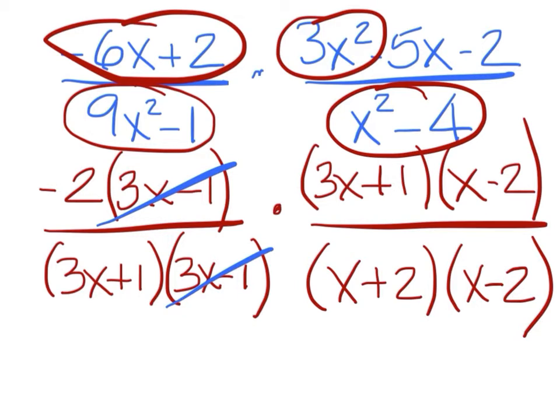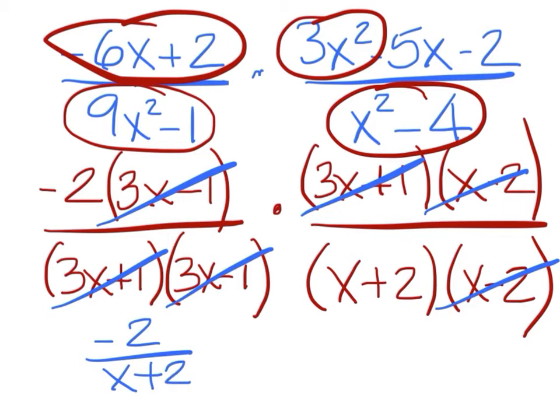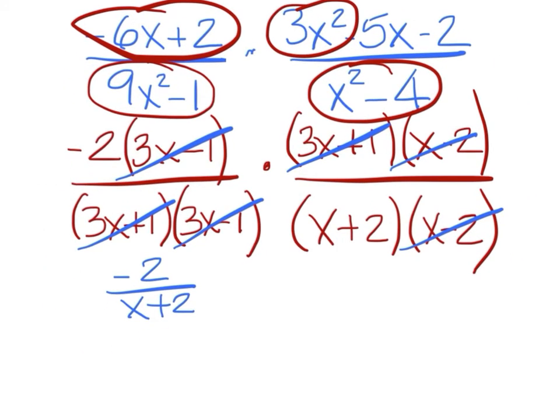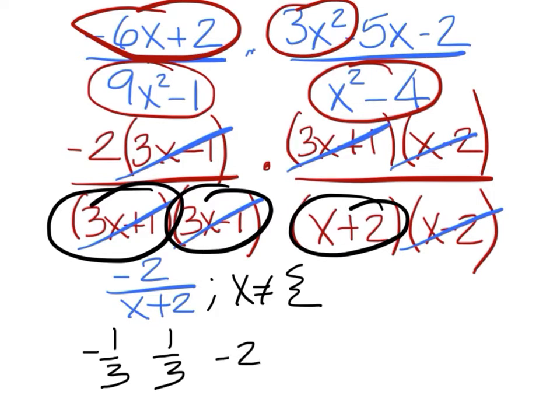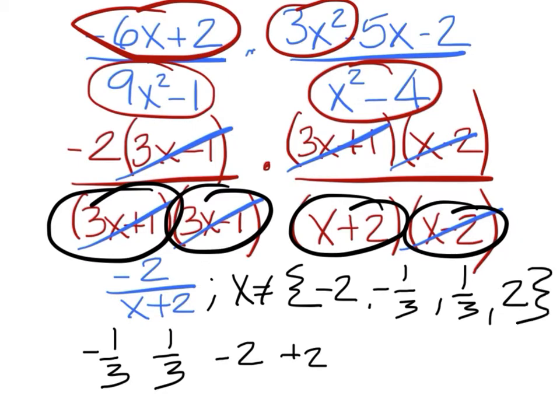Anything else? 3x plus 1. Alright, so we're left with what? Negative 2 over x plus 2. And we would have to go through and find the items that x could not be equal to. So from this, you would end up with a negative third, and this would be a positive third. From this, you would have a negative 2, and that is a positive 2. So in order, it would be negative 2, negative 1/3, 1/3, and then 2.